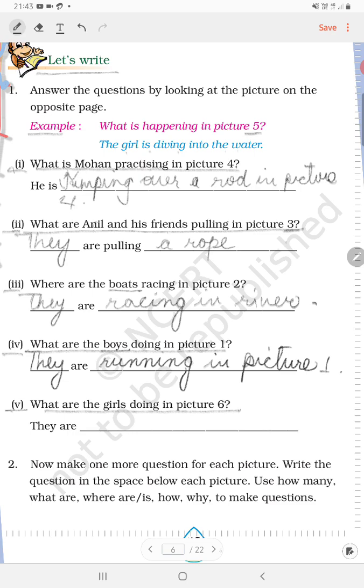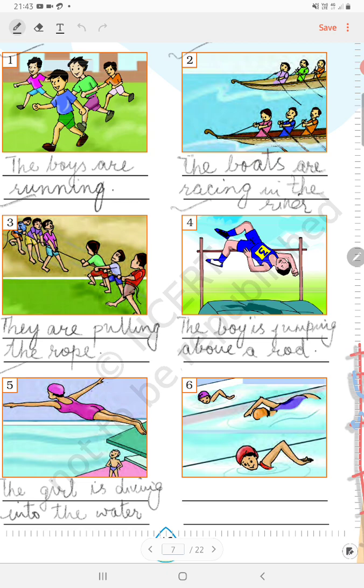Let's see the picture and answer this. What are the girls doing in picture 6? The girls are swimming. S-W-I-M-M-I-N-G. The girls are swimming. Okay.